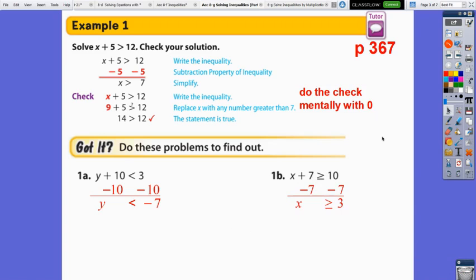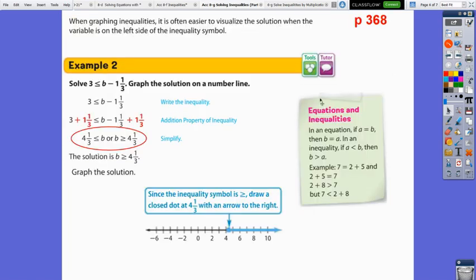Okay, so that's solving addition or subtraction inequalities. The same as one-step equations. All right, now a lot of times when you solve these, it's helpful to graph your solution on the number line. So sometimes instead of doing checks, you'll be asked to graph your solution on the number line. So 3 is less than or equal to b minus 1 1/3.